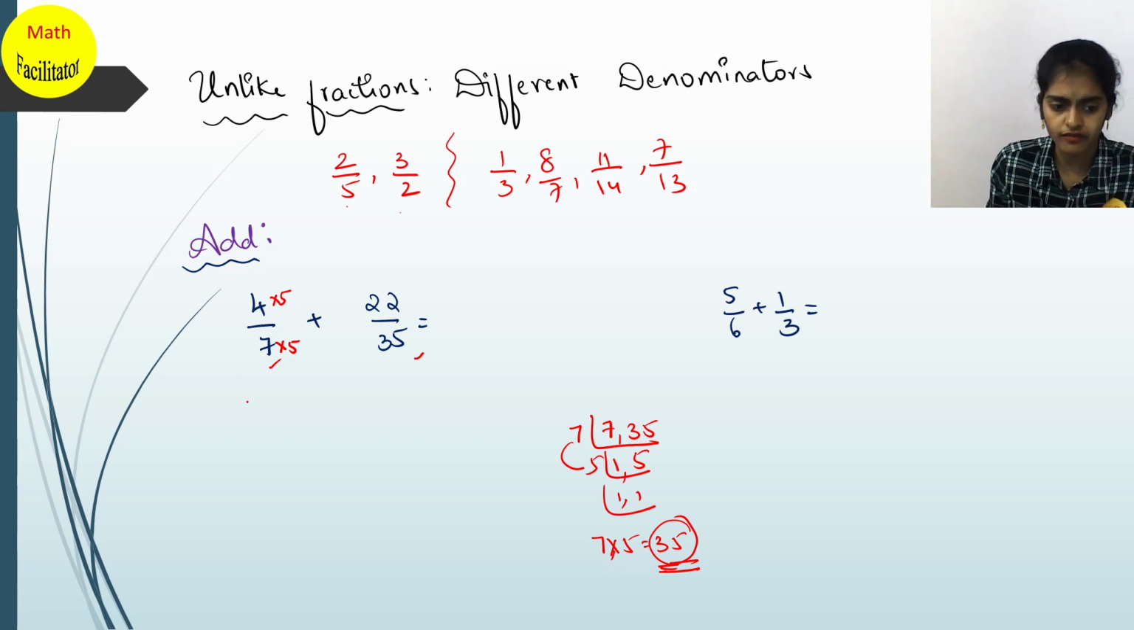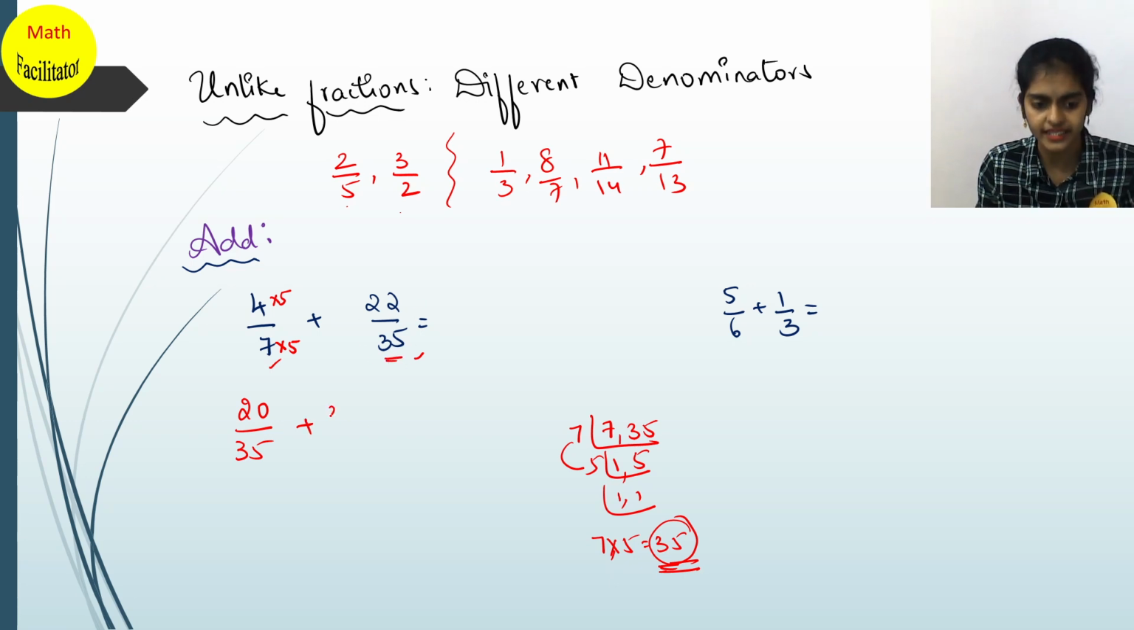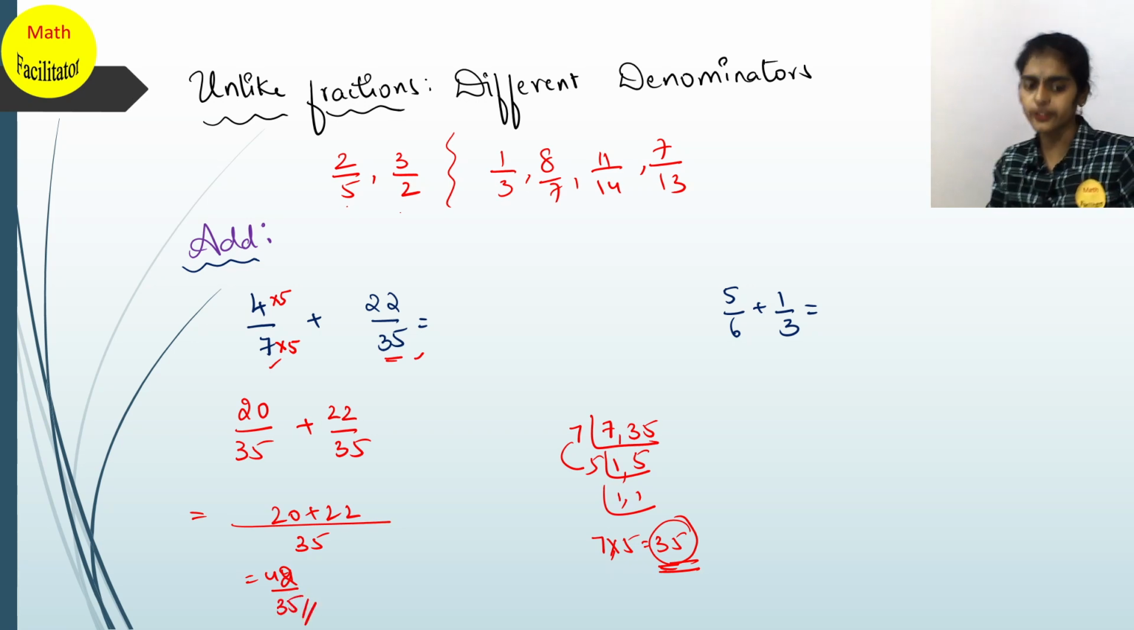Clear? So now 4 5s are 20 divided by 7 5s are 35, plus here you see in the second fraction the denominator is already 35. So you don't have to do anything, write it as it is. Now here in this step you can see that these two are like fractions, so you can directly add them. So 20 plus 22, you get 42 divided by 35. Okay, so this is how we do it.